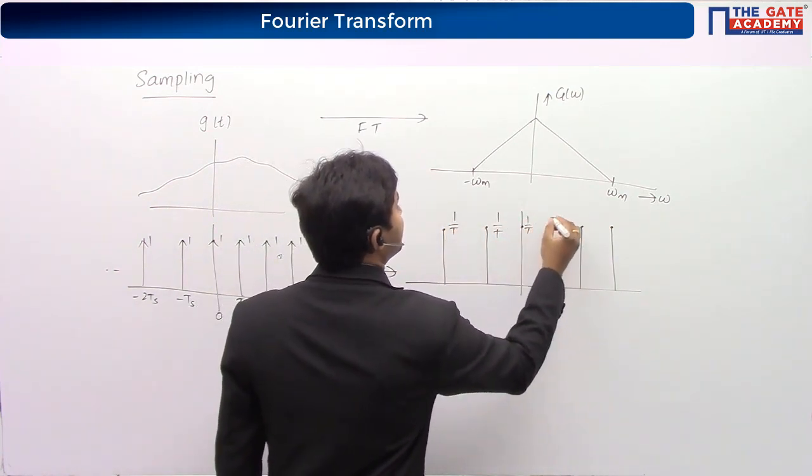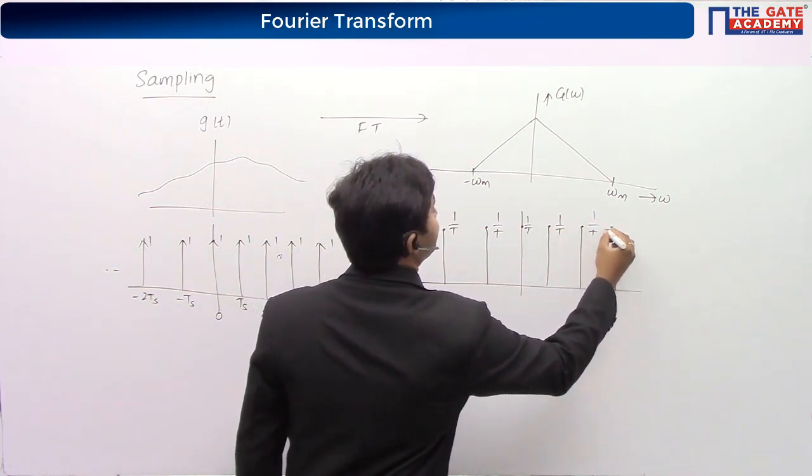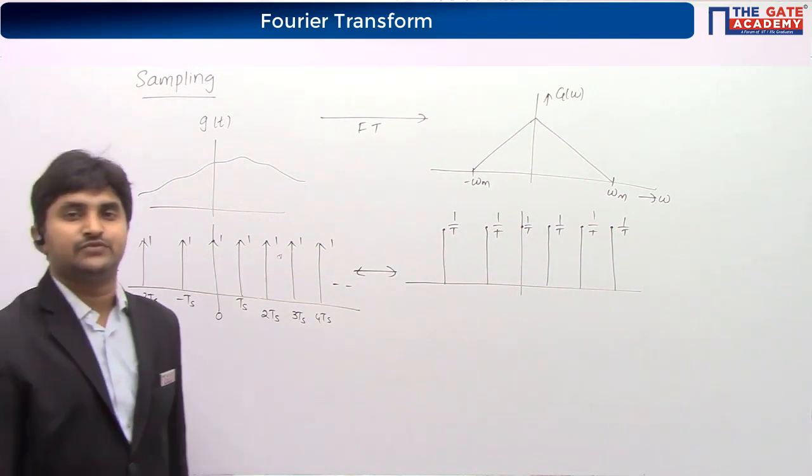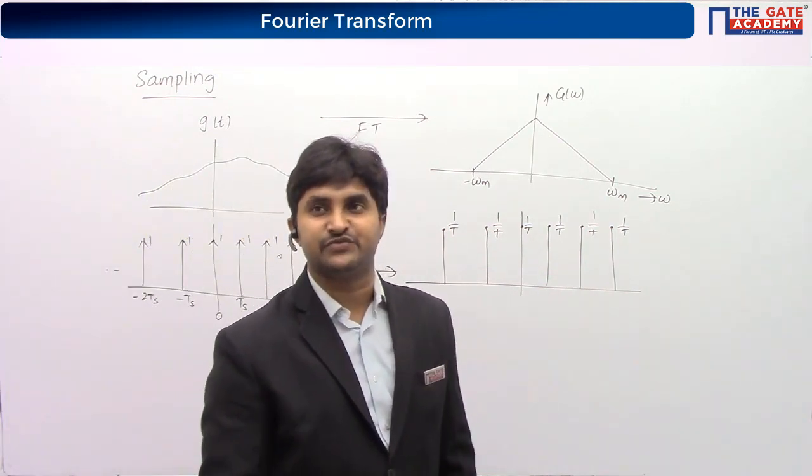But this is only the Fourier series. I want a Fourier transform. This is the Fourier series, I want the Fourier transform. What is the relation between Fourier series and Fourier transform?